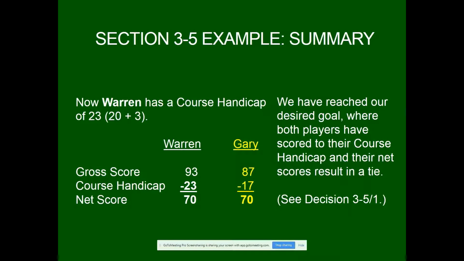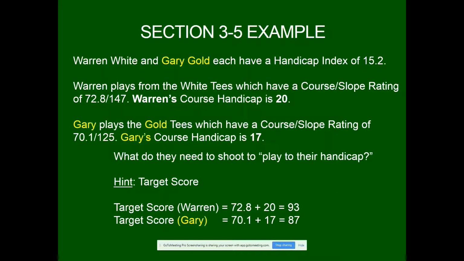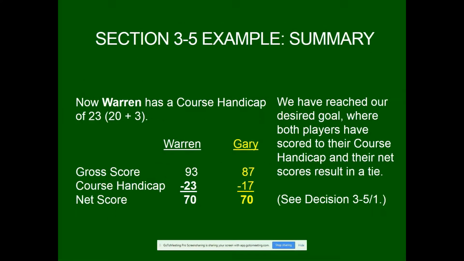Warren, who has a course handicap of 20, as we can see here, I went too fast here. If you look at the 72.8 and subtract the 70.1, that gives you a total of 2.7. You then round to the nearest whole number. That is 3 whole strokes that those two tees are carrying as a difference. So Warren, who's playing the harder set of tees, is going to get 3 additional strokes. He's going to go from a 20 to 23. And based on the target scores, you can get an equalized field of a net score 70 on each side.